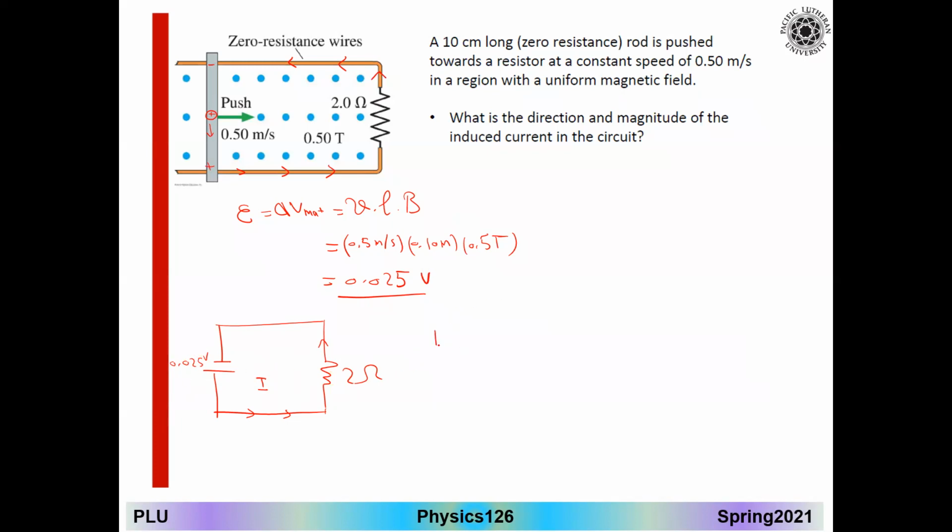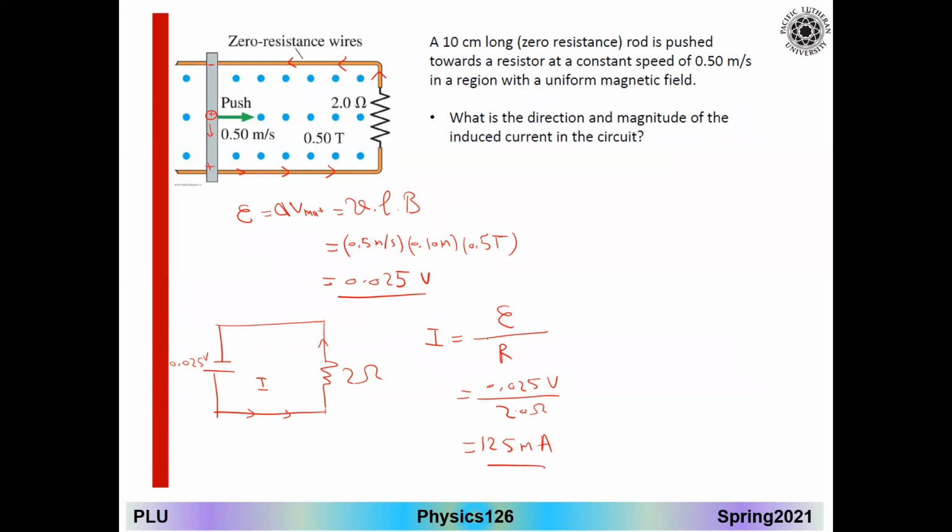So either way, the current will be the EMF divided by R. So here I have 0.025 volt divided by 2 ohms. We end up with 12.5 milliamps. The current is very small.